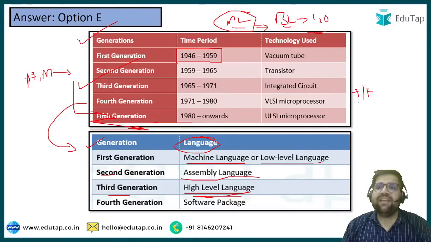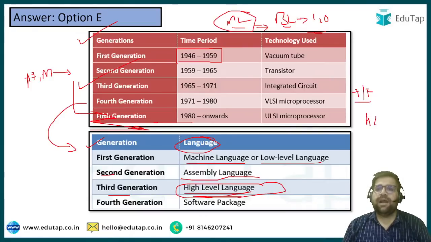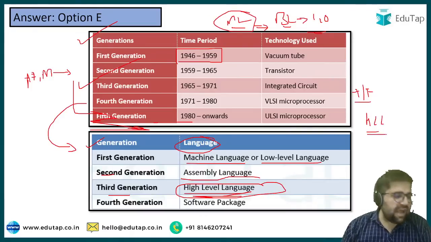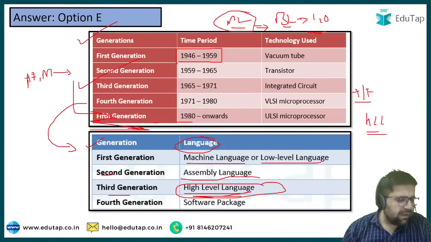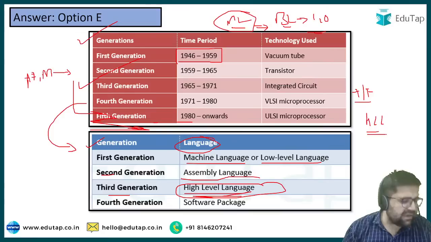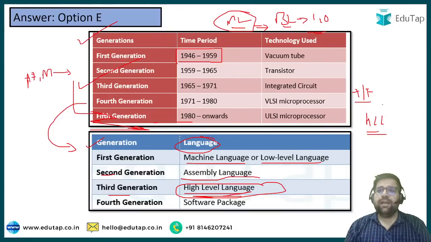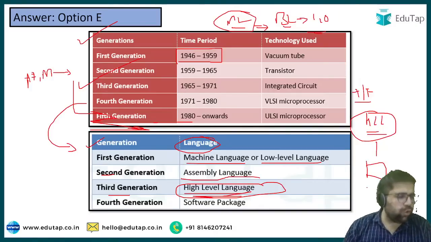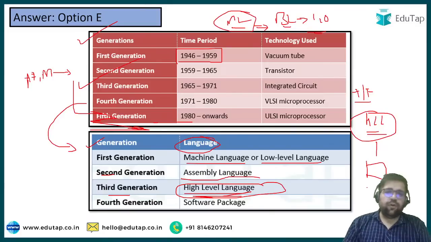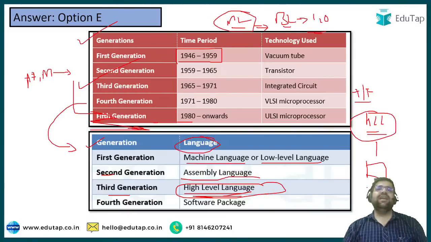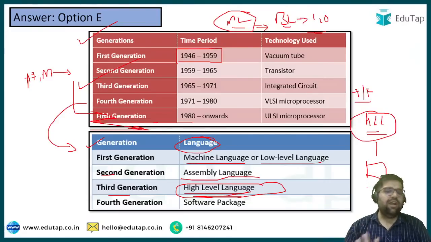High level languages can directly be understandable by the computer. HLL is high level language. It can directly be understandable by the computer. True or false? The answer is false. Why? Because you need either an interpreter or a compiler. Now, what is interpreter and compiler? I hope you know it.